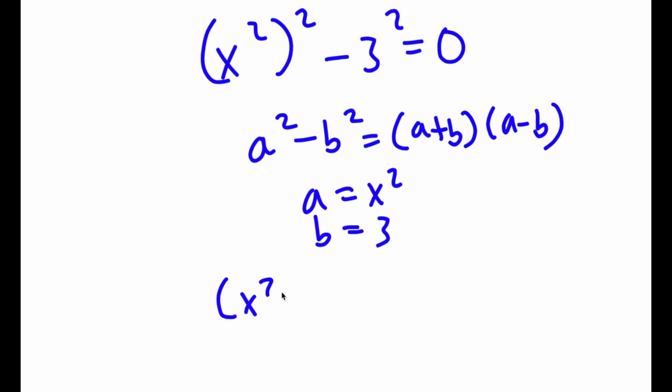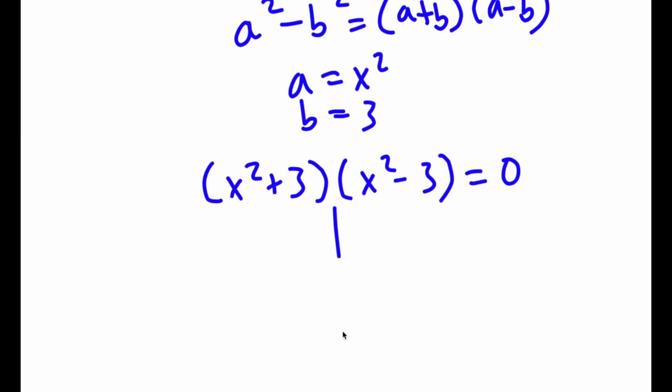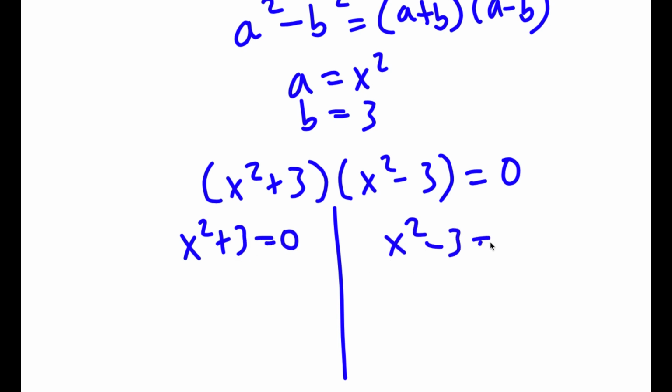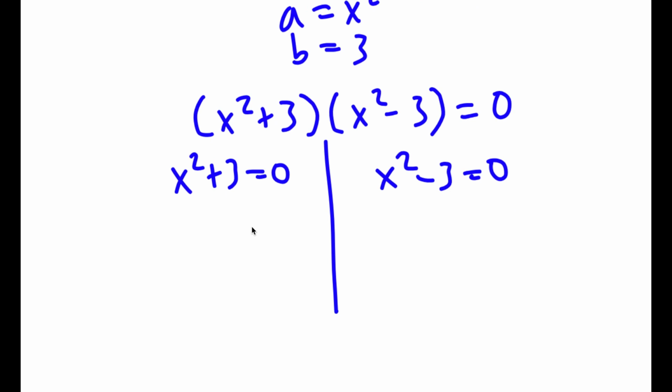So I have (x squared plus 3) times (x squared minus 3) is equal to 0. So now this is going to give me two equations. I'm going to have x squared plus 3 is equal to 0, and I'm going to have x squared minus 3 is equal to 0. So for x squared plus 3 equals 0, all I have to do is simply subtract 3 on both sides. So then these two cancel out, and I'll have x squared is equal to negative 3.